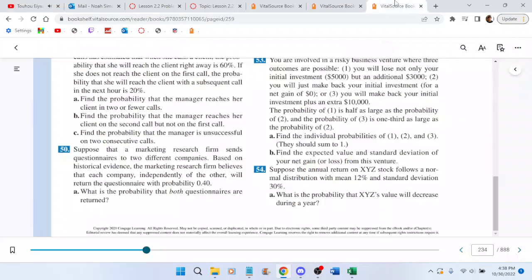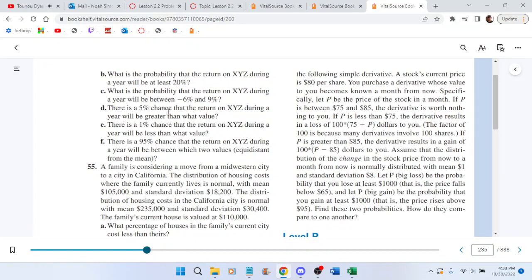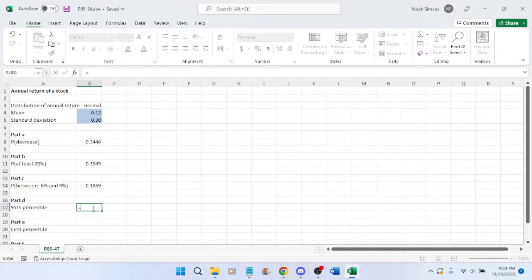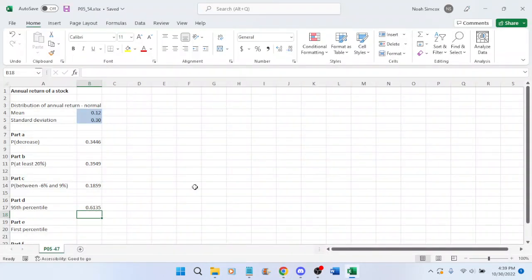So, 95th percentile. Funny. You told me what to do. I'm just in preparation for the test. There's a 5% chance it'll be greater than what value? That means it's at the top of it. Obviously, it makes logical sense. So we're looking for the 95th percentile. So equals norm.inv, probability 0.95, mean is 0.12 and 0.3. So there's a 5% chance the return will be greater than 61%.